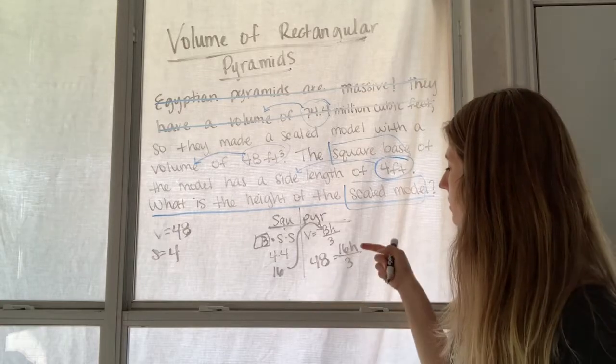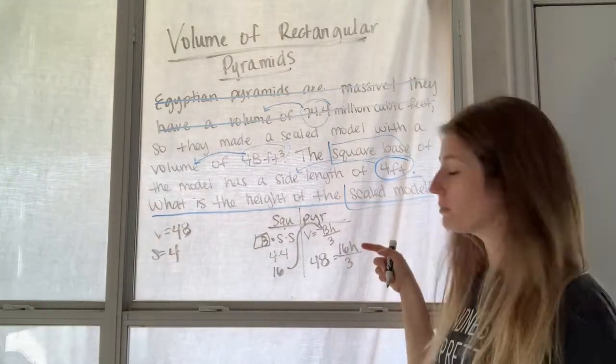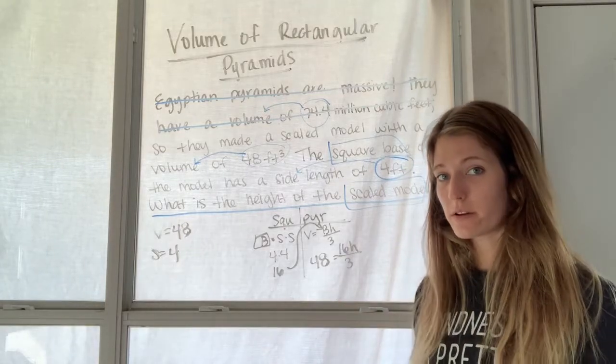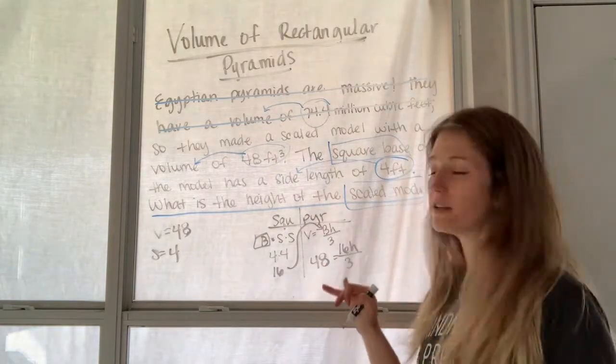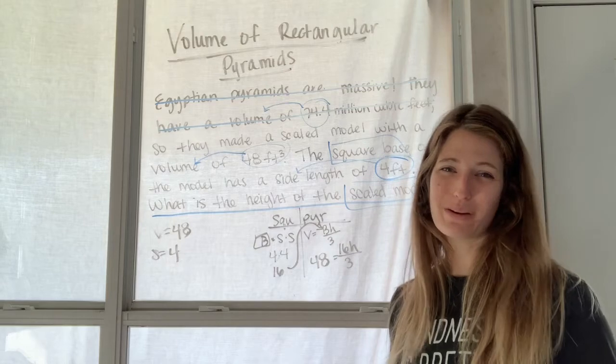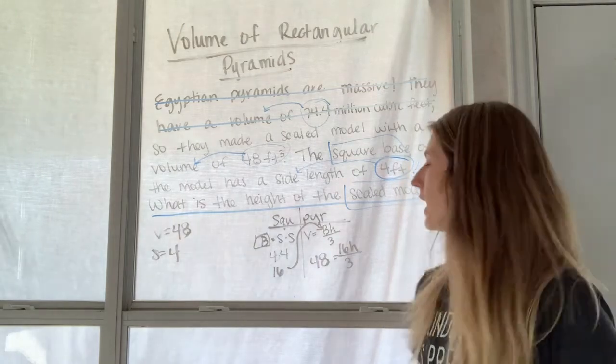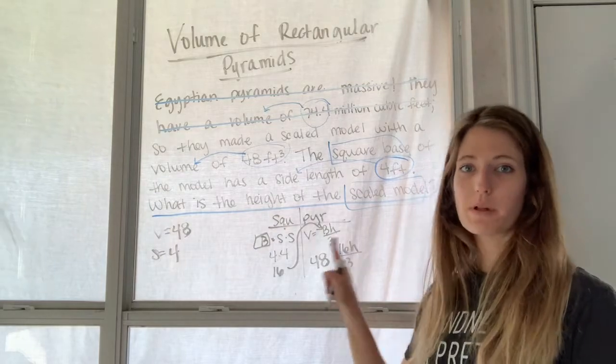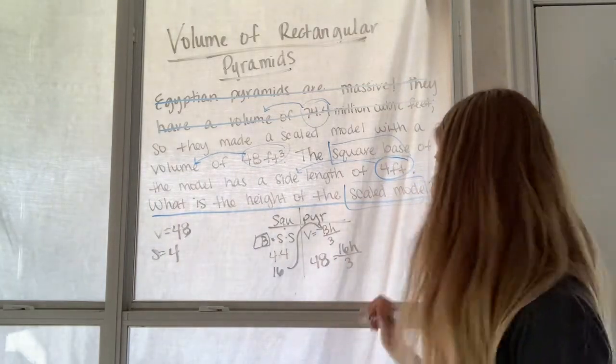So I see 2 things happening to H. It is being multiplied by 16 and divided by 3. I have several ways that I can solve this. I can reduce my 16 and 3, but it comes out to not a pretty number, so I don't want to do that. I actually am going to first get rid of this 3 by multiplying both sides by 3.